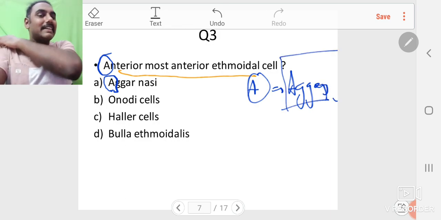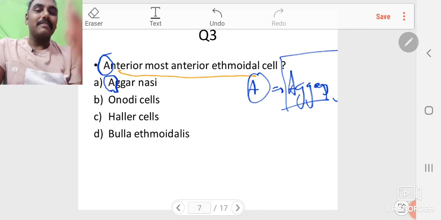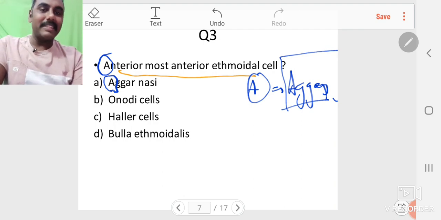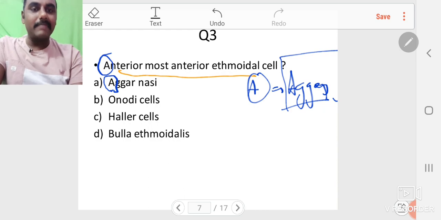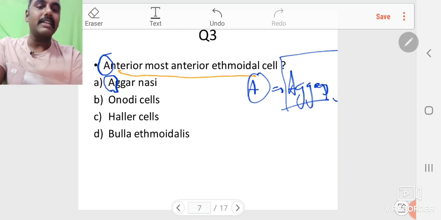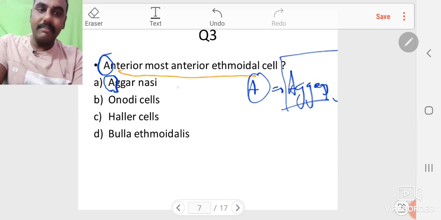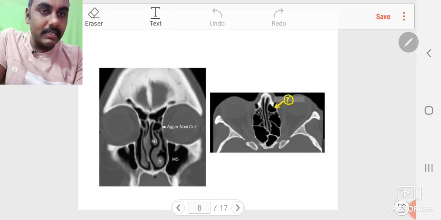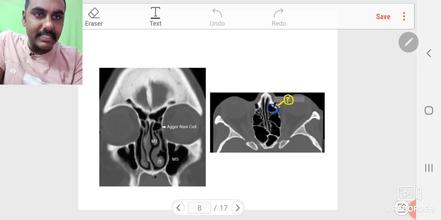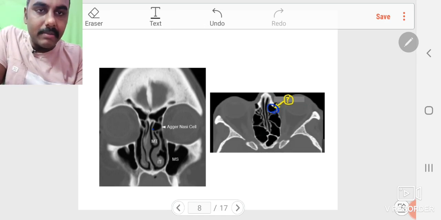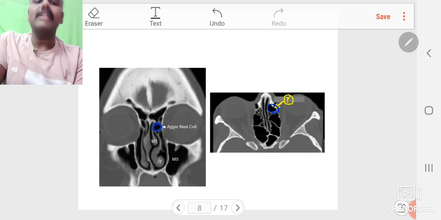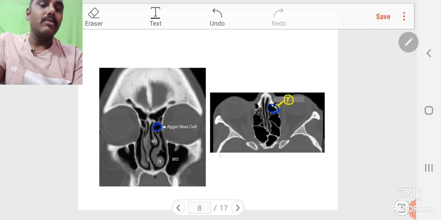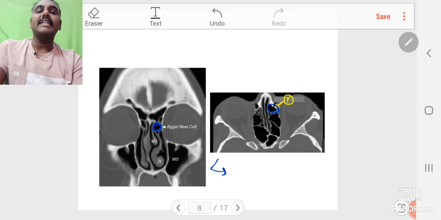A the first roll number or whatever you may think, the most anterior ethmoidal cell, think of A for A, that is agger nasi cell. We will discuss the other cells also. The agger nasi cell on a CT scan will appear like this, that is the most anterior ethmoidal air cell. What is the significance of this agger nasi cell?